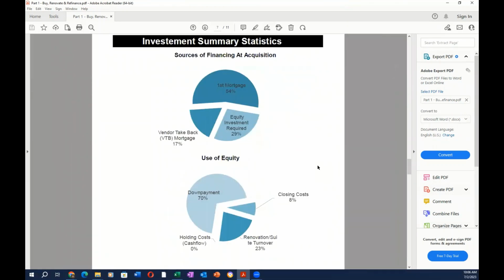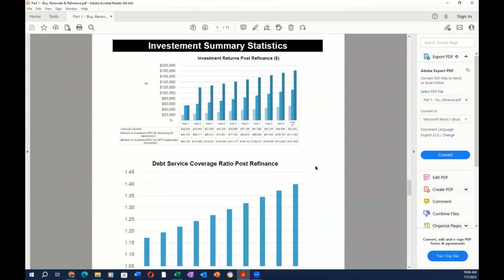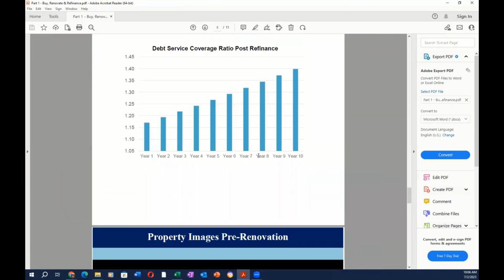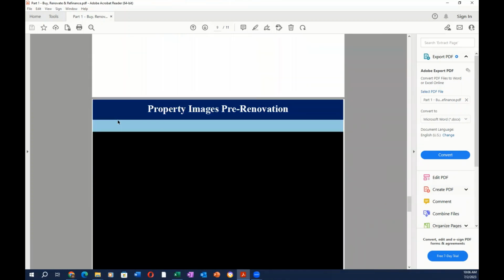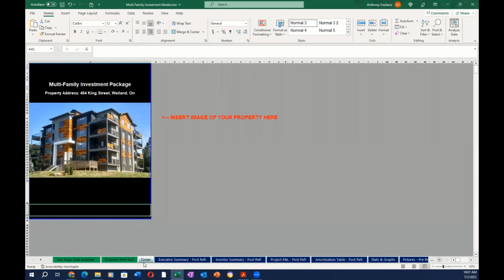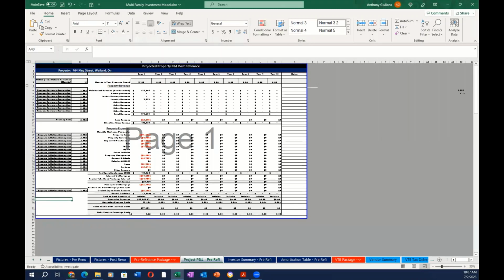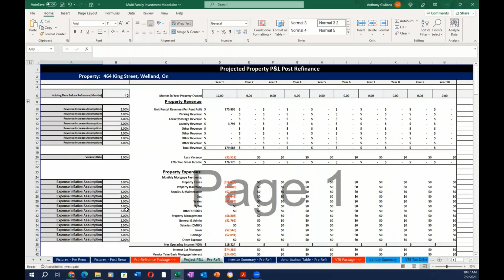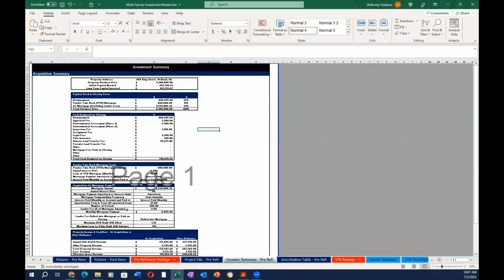There's also a quick summary of some investment statistics, graphs showing debt service coverage ratio, and the ability to pop in property pre-renovation and post-renovation images. In addition, there are a few additional modules that are quite useful to multifamily investors, including a profit and loss statement prior to your refinance, and an investor summary if you're just going to use this as a buy and hold analysis.